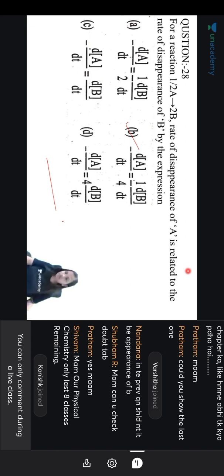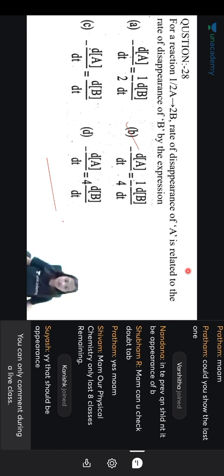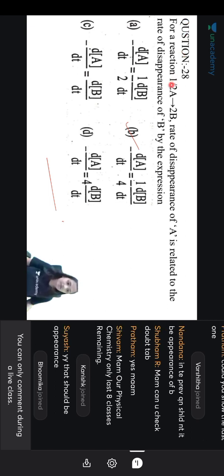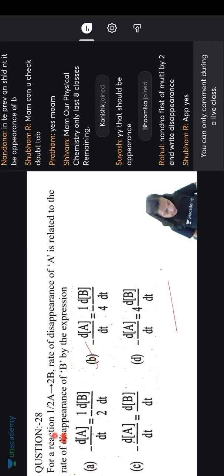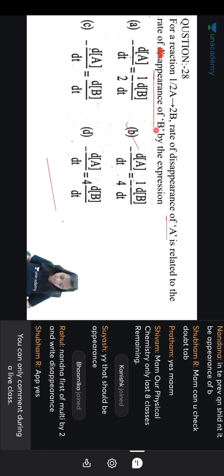Yes, Shivam. Appearance of B. Basically, the question was saying, yeah, this is the rate of appearance of B. Yeah, that's true, Nandana. It was appearance. It's a mistype. It is appearance. The rate of disappearance of A and the rate of appearance of B. Exactly. Clear?